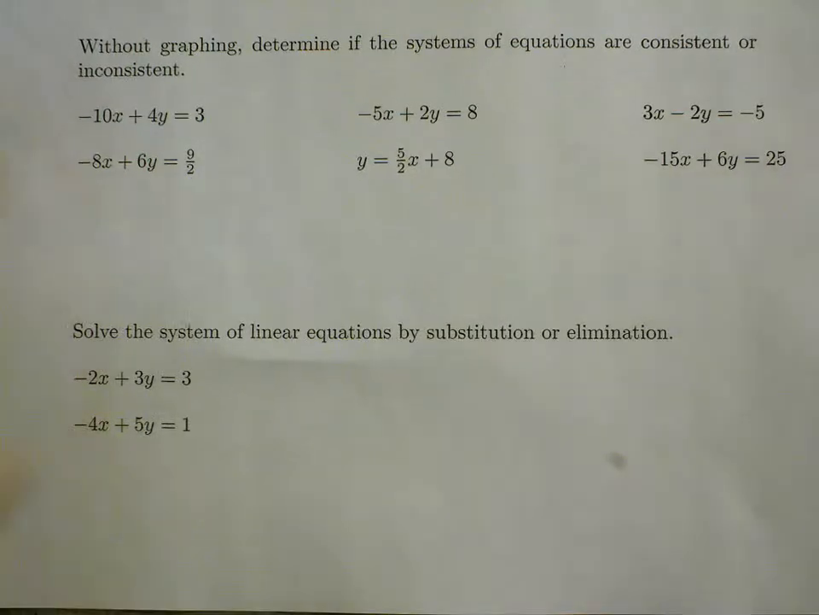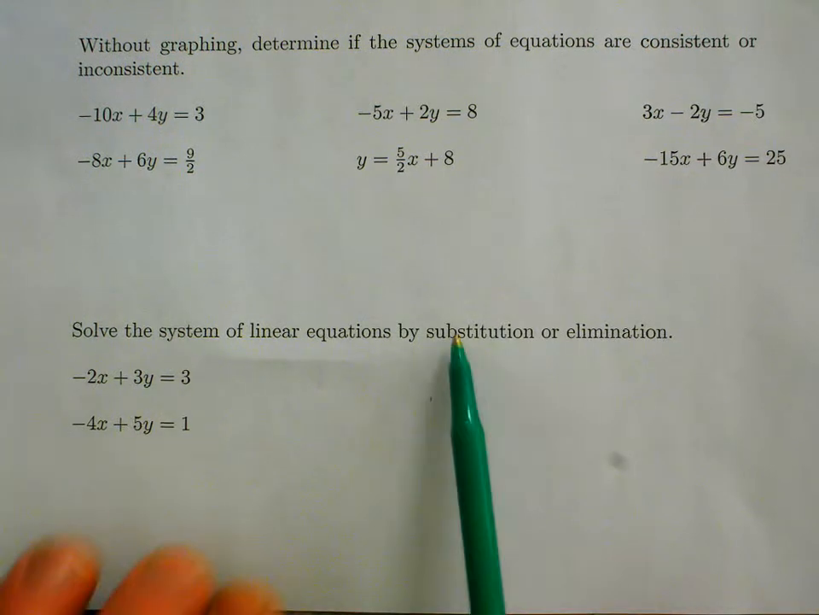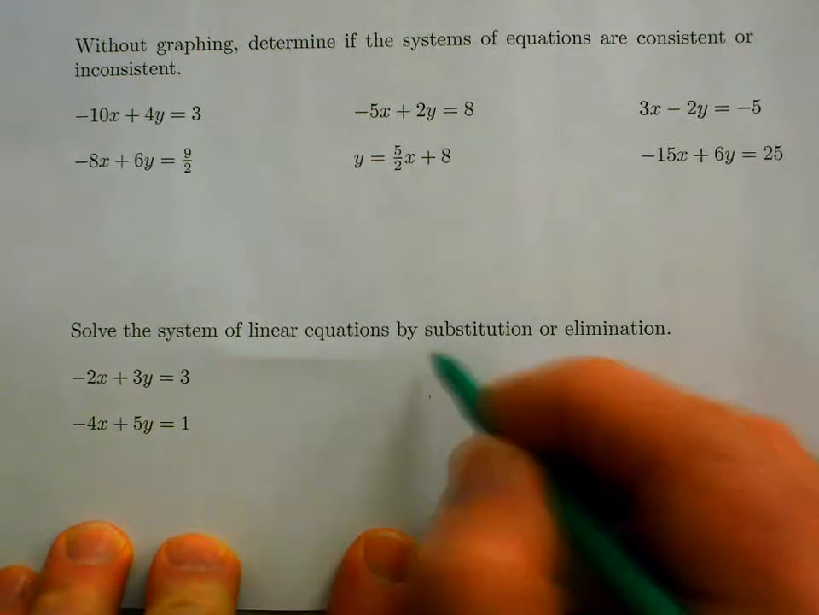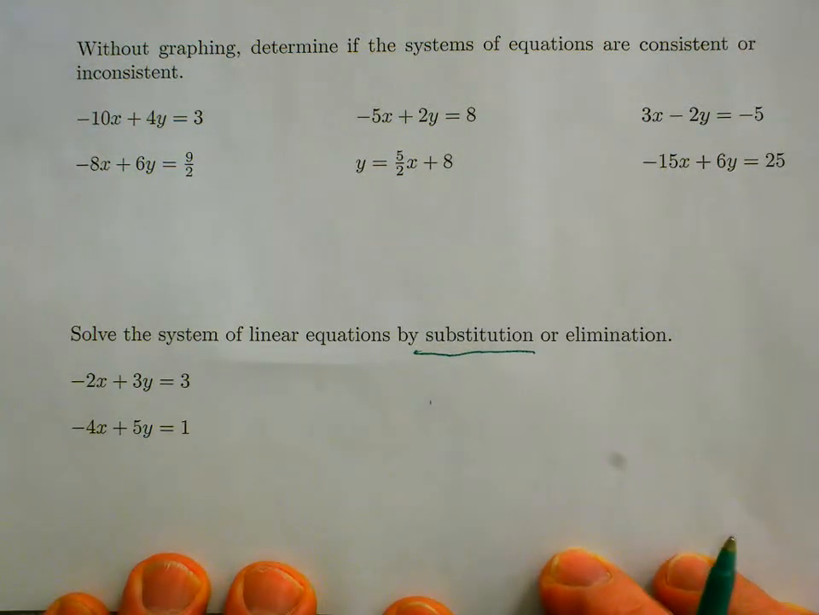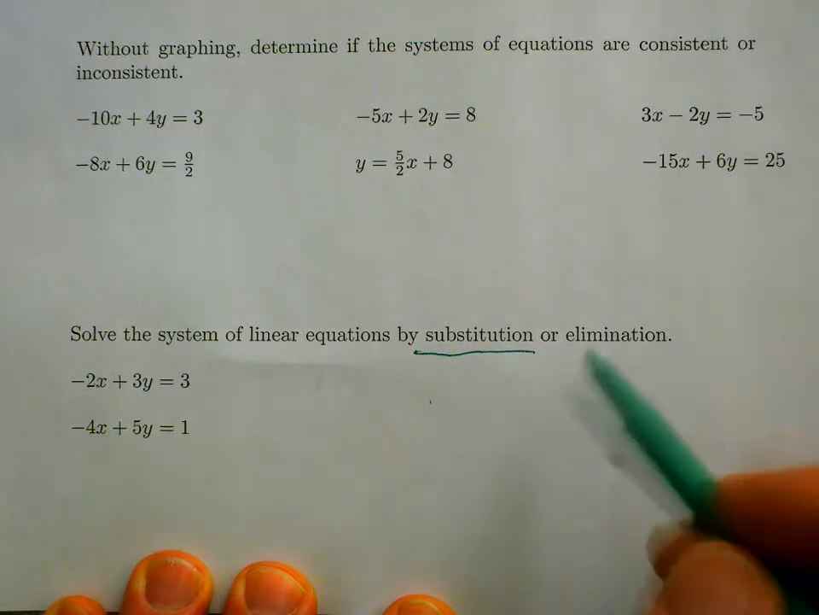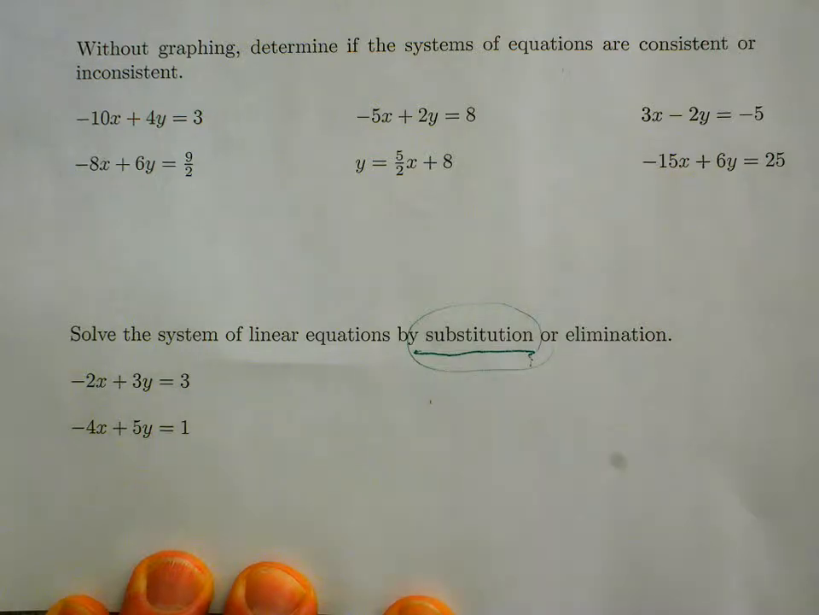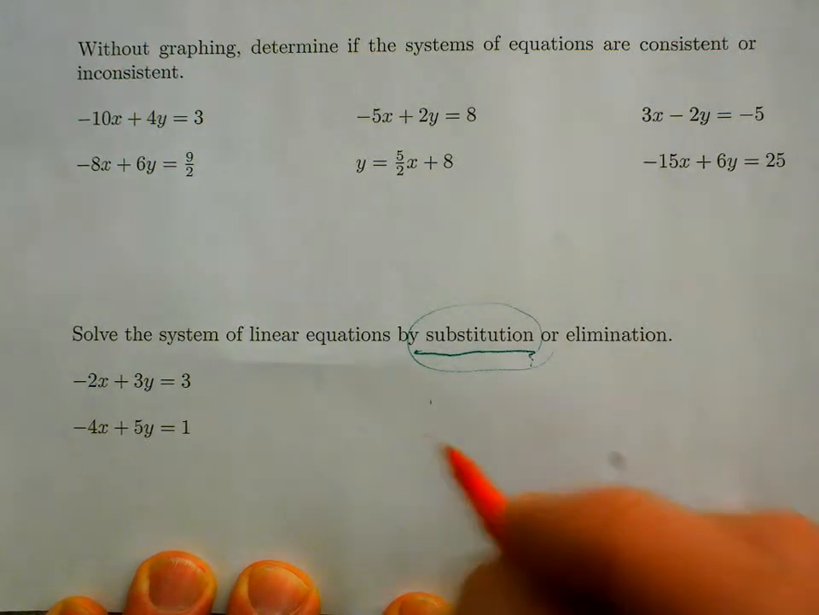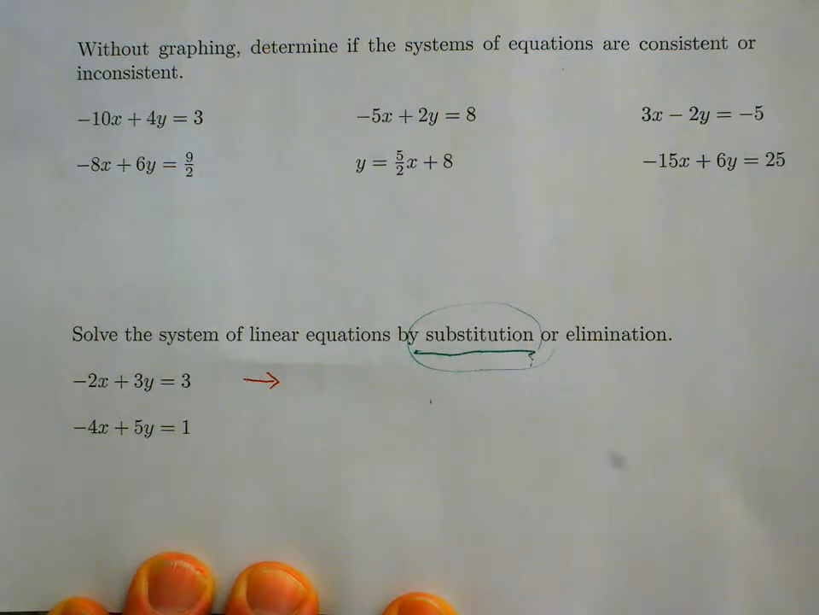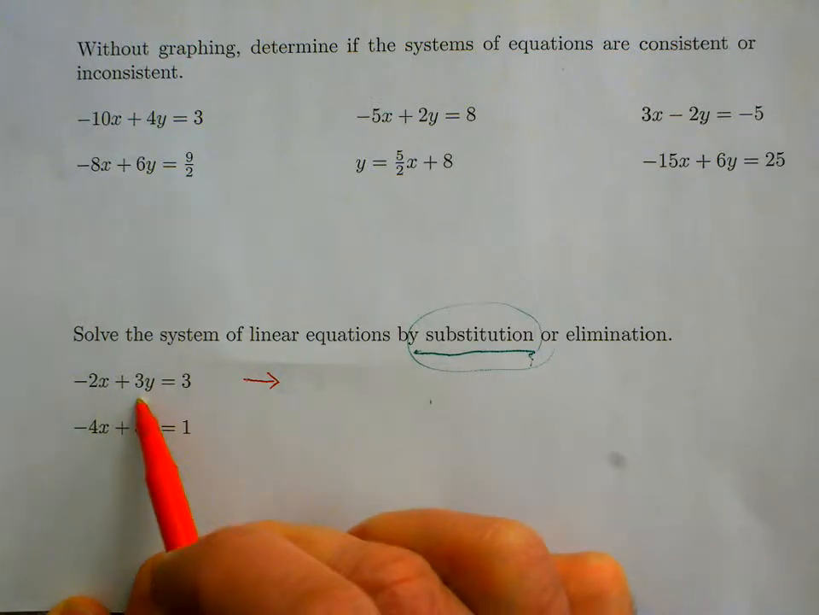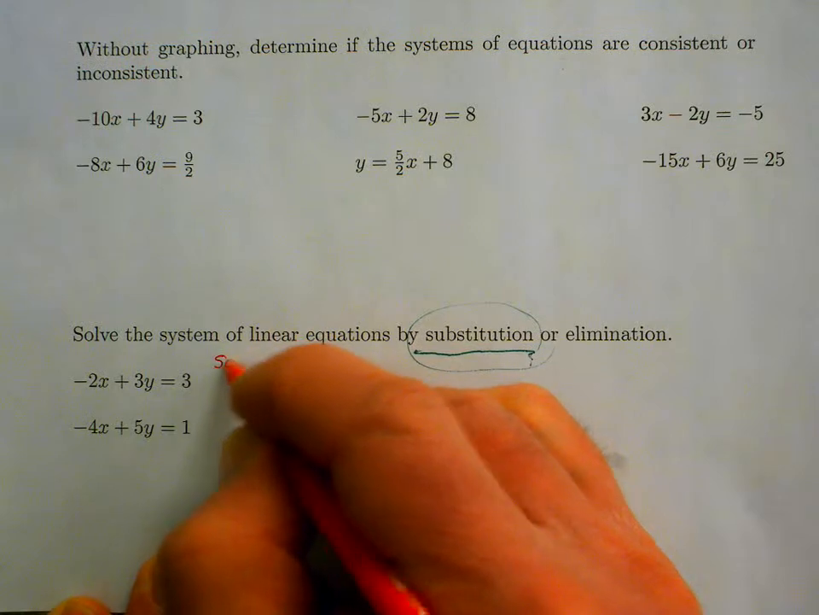Okay, the last thing we'll do is I'll just show you an algebraic method called the substitution method. So this says solve the system by substitution or elimination. I'll pick the substitution method. So what you can do is you can solve one of the equations for one of the variables. It doesn't matter which variable you solve for. I'm just going to solve the top equation for y. Solve for y.